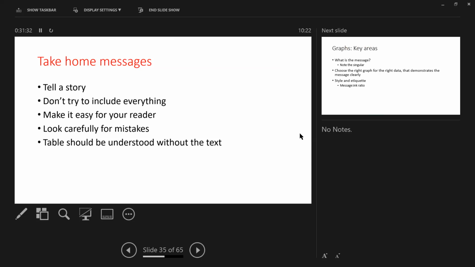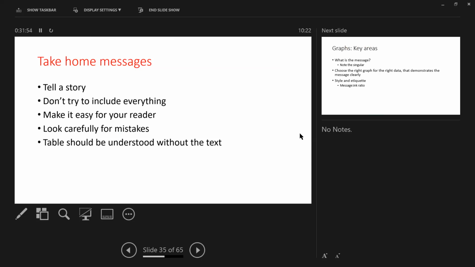Don't make your reader's life or your reviewer's life complicated. Always remember what your research question is. What is your story? What is the message that you want to convey? Don't try and include everything. Sometimes in studies you collect a lot of data, and you want to include every single little result.